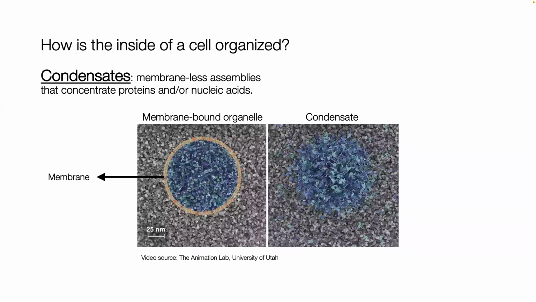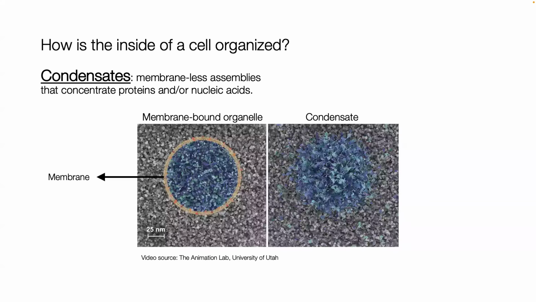So in the case of a membrane-bound organelle, you have a membrane that's physically enclosing the molecules inside. In the case of a condensate, you don't have that membrane, and so that means there has to be something intrinsic to the molecules themselves that's causing them to self-associate.